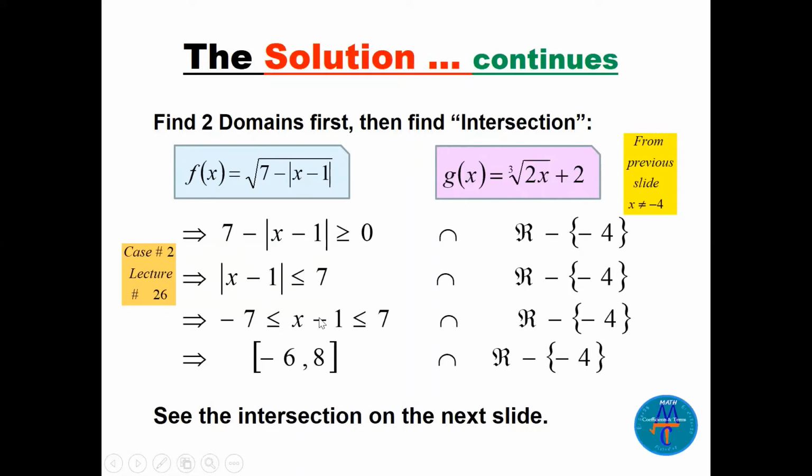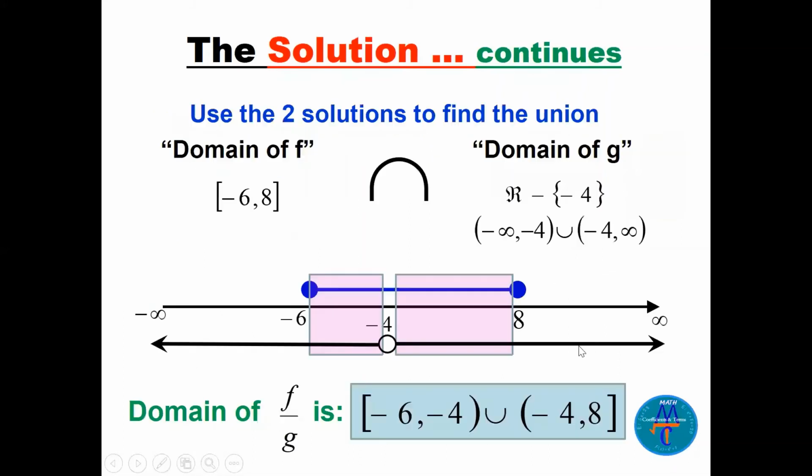This becomes x minus 1 between minus 7 and 7. When you add 1 here, you get minus 6 and 8 closed. This is the domain of the f. Now we know the g is a cube root function. Domain is R. We can accept any number there, but only minus the minus 4. See, minus 4 we have found in the previous slide, because minus 4 will make the denominator 0.